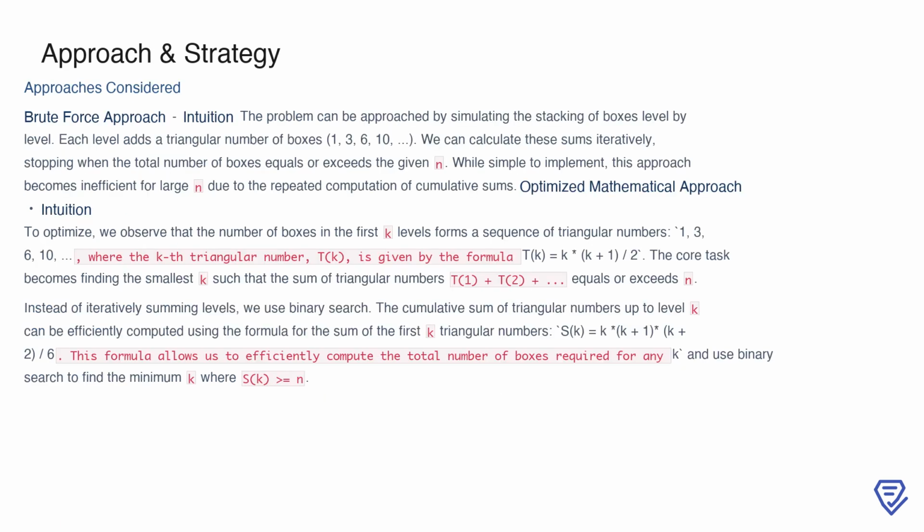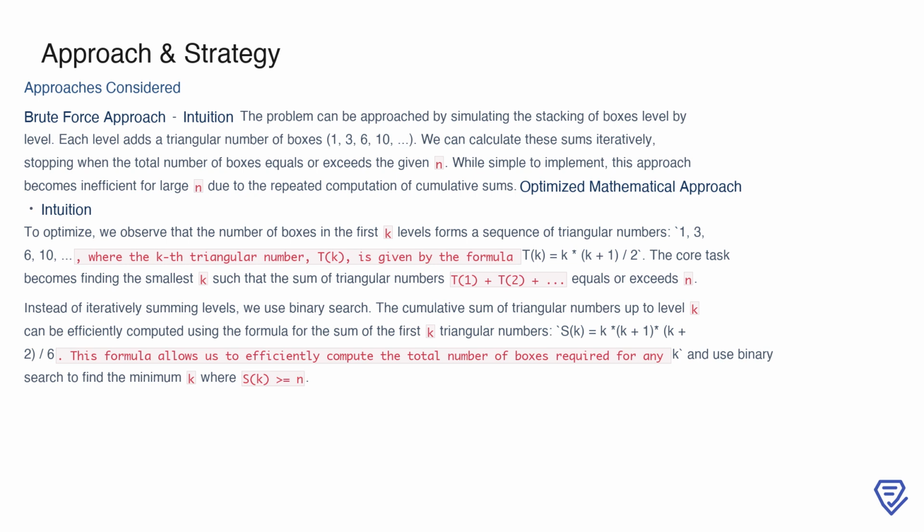To solve this problem, we can start by considering a brute force approach. The idea here is to simulate stacking boxes level by level, where each level requires a triangular number of boxes, 1 for the first level, 3 for the second, 6 for the third, and so on. By iteratively calculating these triangular sums, we can determine when the total number of boxes matches or exceeds the given number, n. However, this approach becomes computationally expensive for large values of n because it requires repeatedly summing these numbers level by level. To address this inefficiency, we turn to an optimized mathematical approach.